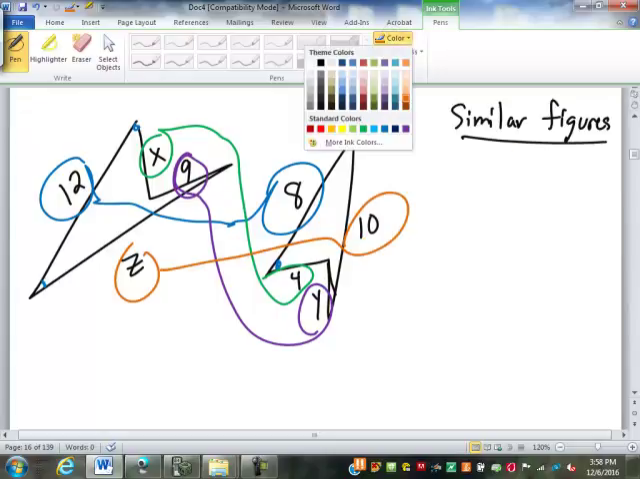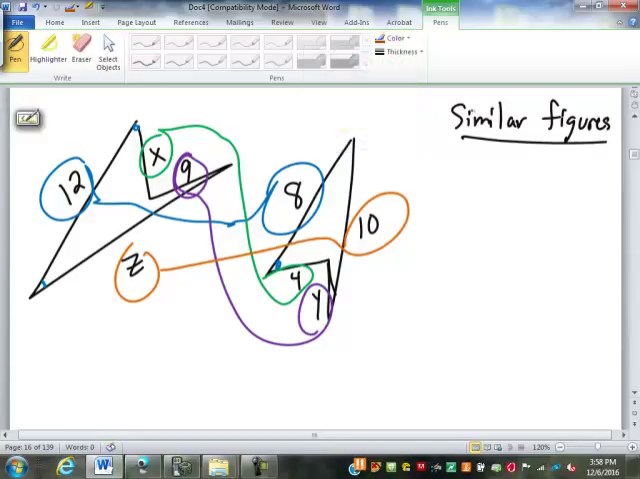Well, looking at those pairs of corresponding sides that I have connected, I need to find at least one that has both numbers. Do we have that one anywhere? 12 and 8 has both numbers. So I know I have that relationship of 12 to 8. I make that a ratio.